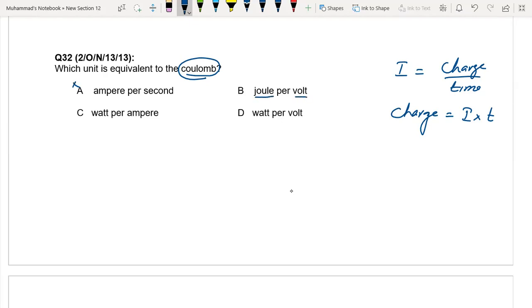Joule per volt. You know that volt is defined as energy per unit charge. So the unit of energy is joule, per unit charge, and the unit of charge is coulomb. So if you make coulomb the subject, it will be joule per volt. So that's why joule per volt is equivalent to coulomb. Watt per ampere: watt is power, ampere is current. So this is not equivalent to coulomb.